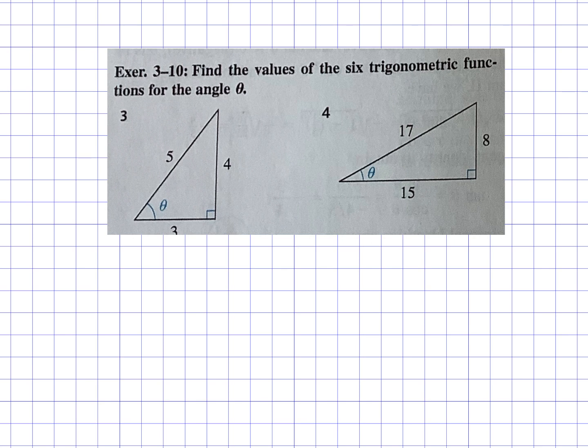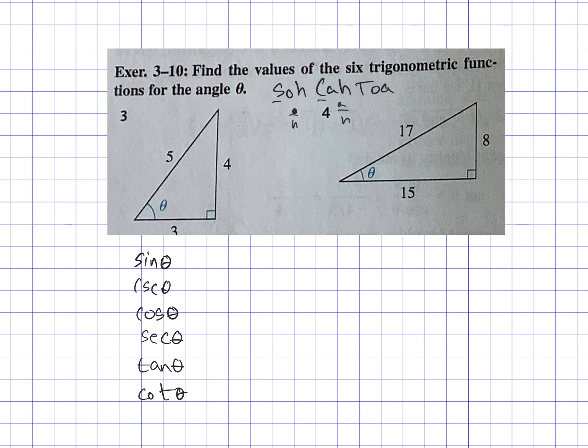Find the values of the 6 trigonometric functions for the angle theta. All right, so what that means is the sine of theta and the cosecant of theta, and then you have the cosine of theta, and that goes with the secant of theta, and then tangent of theta and cotangent of theta. So here's how easy this is. Sine of theta, if you remember SohCahToa, so I'll write it up here. SohCahToa. So these are all fractions. The sine is opposite over hypotenuse, and the cosine is adjacent over hypotenuse, and the tangent is opposite over adjacent.